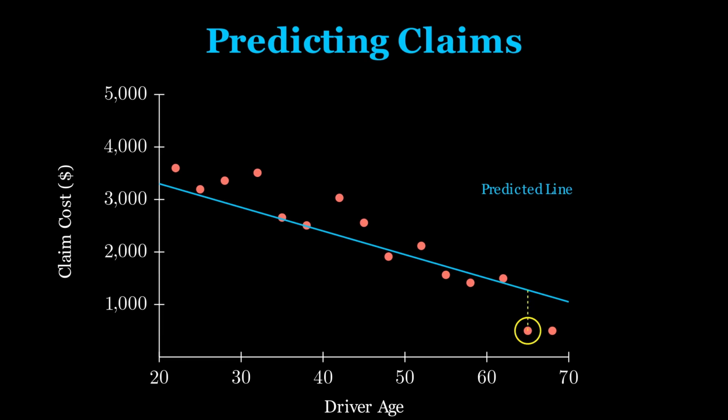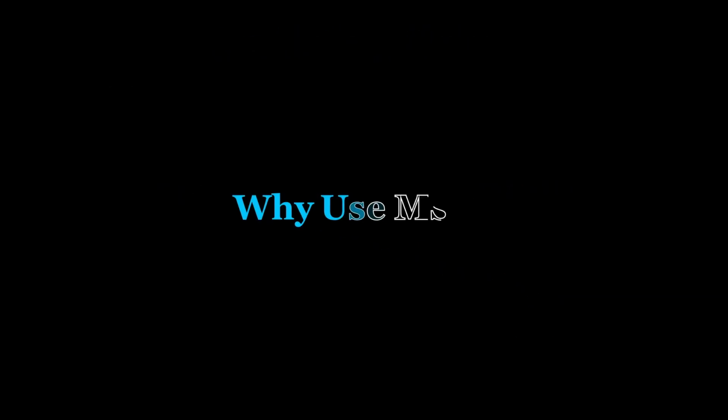But looking at this, some of these guesses are pretty terrible, right? We need a way to score how wrong we are. This is where the mean squared error, or MSE, can help us.